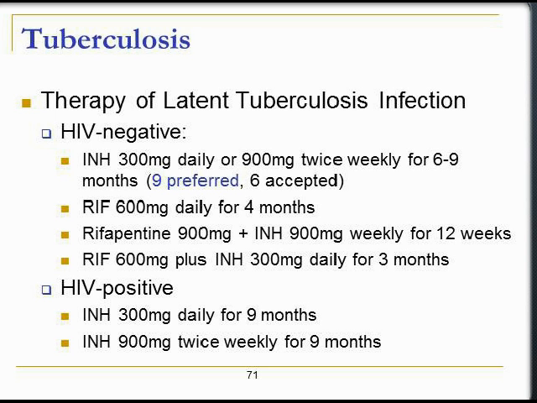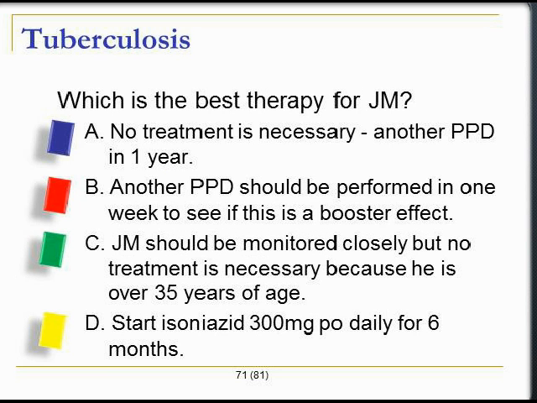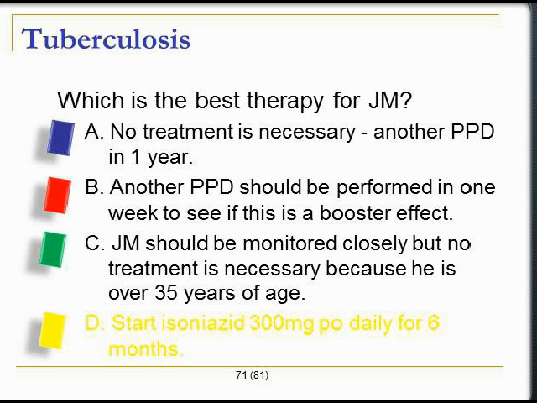HIV-positive patients are pretty much the same recommendations, INH. It's just you have to do the full 9 months. You can't do the 6 months. So what is the best therapy for JM? Well, he needs to be treated, and the correct answer is D, start INH daily for 6 months.